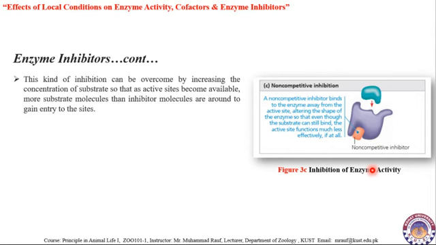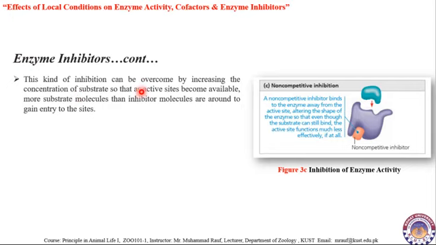Now another type of inhibition is non-competitive inhibition. In non-competitive inhibition, the inhibitor does not compete with the substrate because the point of attachment of the inhibitor is not the active site but another site which is called the allosteric site. So when the inhibitor binds to the allosteric site, it causes a change in the conformation or the structure of the active site, and then this active site does not bind the substrate correctly.